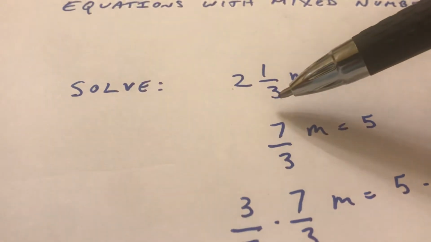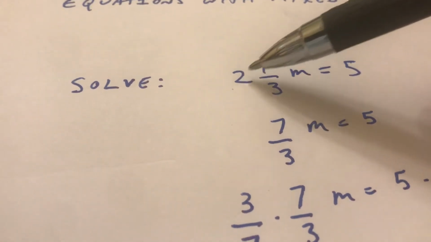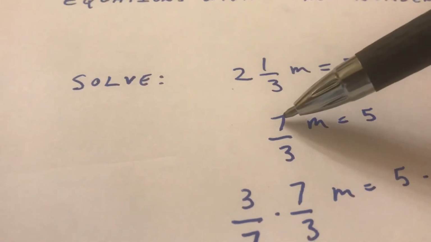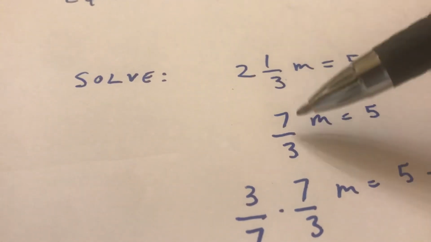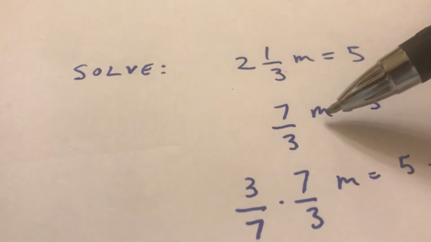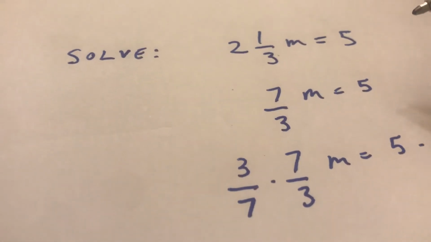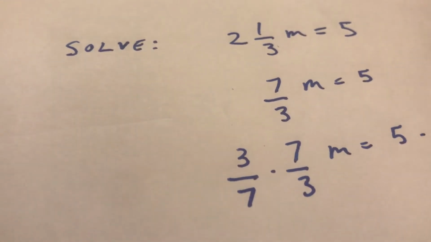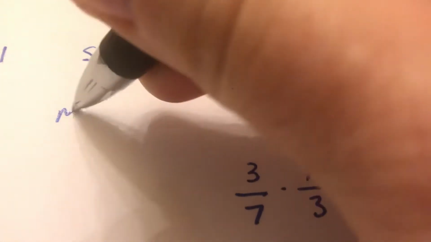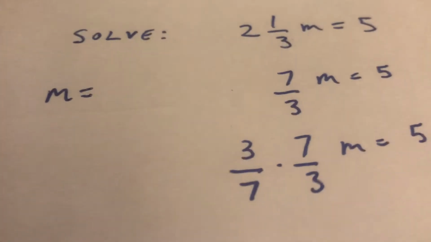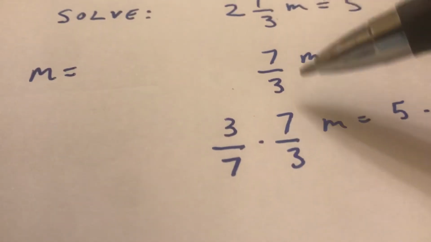So anyway, what you do is you go 3 times 2 is 6, plus 1 is 7, and you put it over the same denominator. So 2 1/3 equals 7/3, m equals 5. Now when you're solving for an equation, you want to get m all by itself. Over here, m all by itself, that's our goal. We have a 7/3 with it.